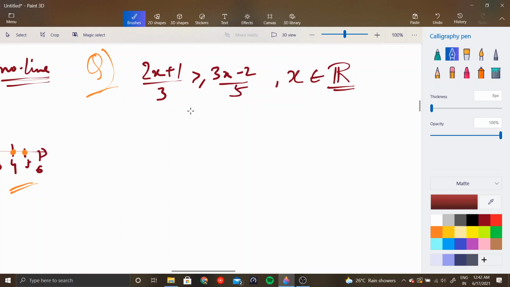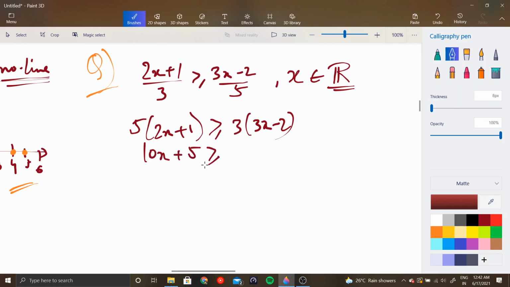Okay, fine. First thing, simplify. So how do you simplify? Just cross multiply here. So you have 10x. Okay, I will not step jump. 5 into (2x plus 1) is greater than or equal to 3 into (3x minus 2). Correct? So 10x plus 5 is greater than or equal to 9x minus 6. Bring the x terms one side. So 10x minus 9x is x, and bring it this side. So minus 6 and minus 5 is minus 11. Okay, on simplification you will find this.